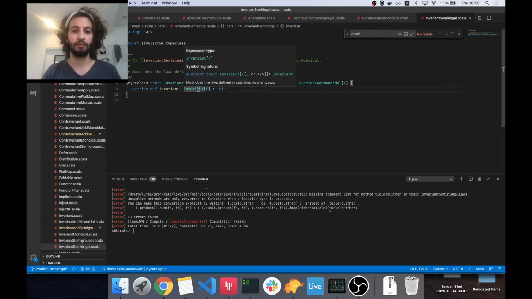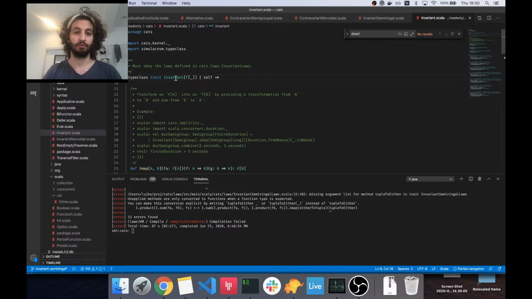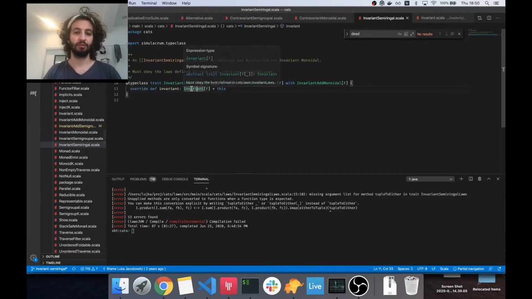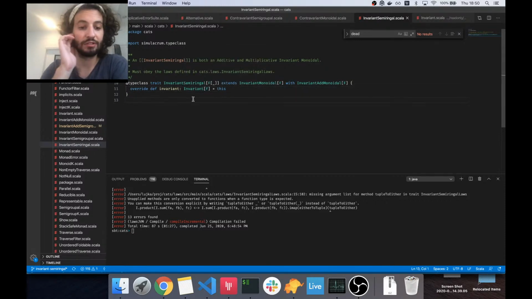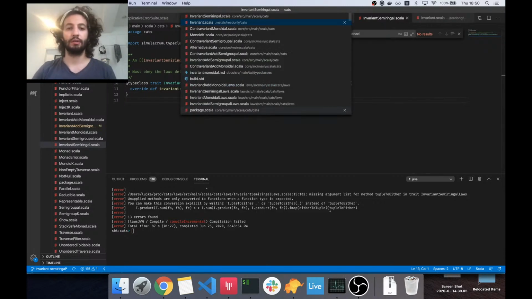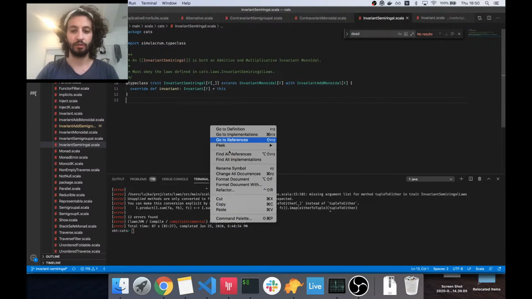But yeah, why is this defined so weirdly? Abstract trait invariant. Why would Metals do this? Oh, now it's fine, huh? What changed? Oh, okay, it just fixed itself. Alright, so let's fix those laws. And then yeah, let's just go right here.